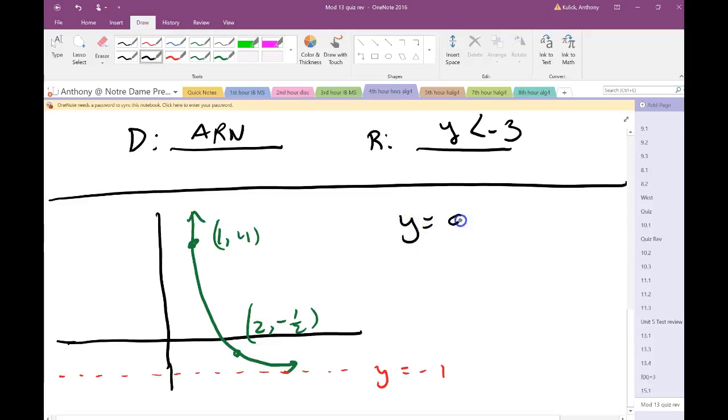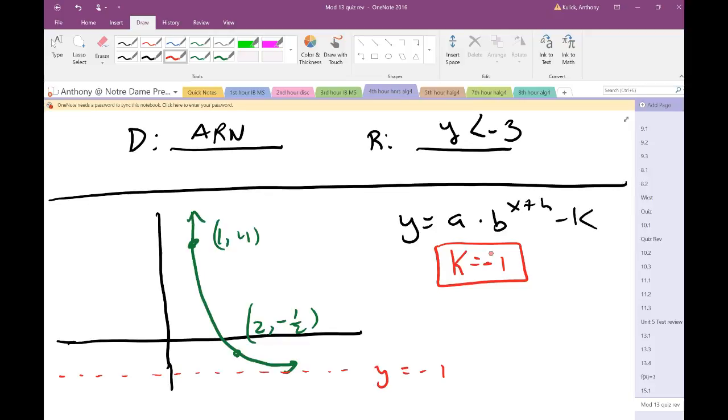So the equation we want is something of the form a times b to the x plus h minus k. To write this equation, we need to determine the value for a, b, h, and k, right? One of these letters is easy to get. I can get it automatically just by looking at the graph. It is the k. What is the k? -1, because the asymptote is the k, right? Okay.